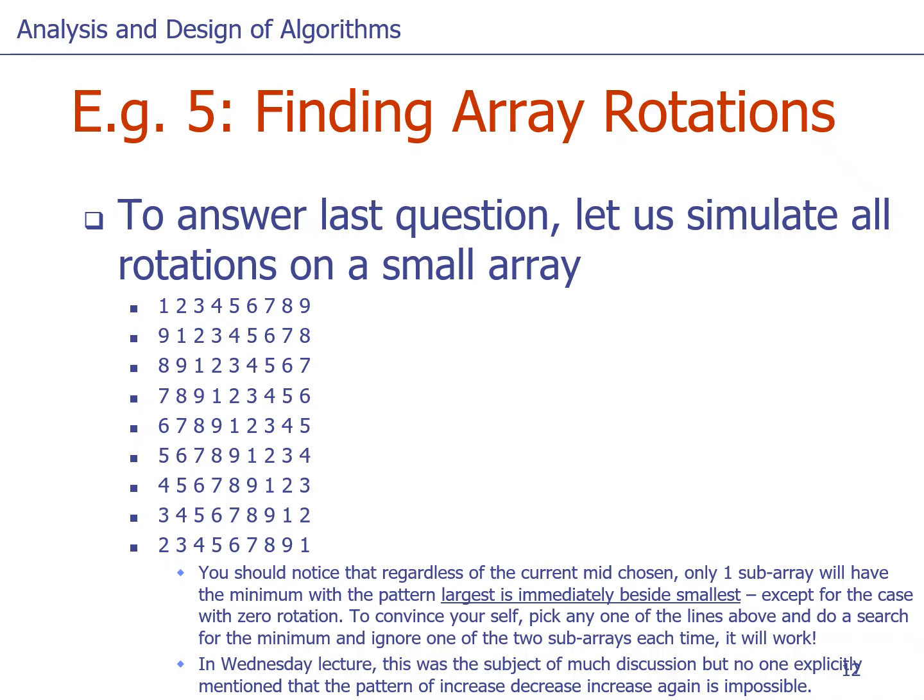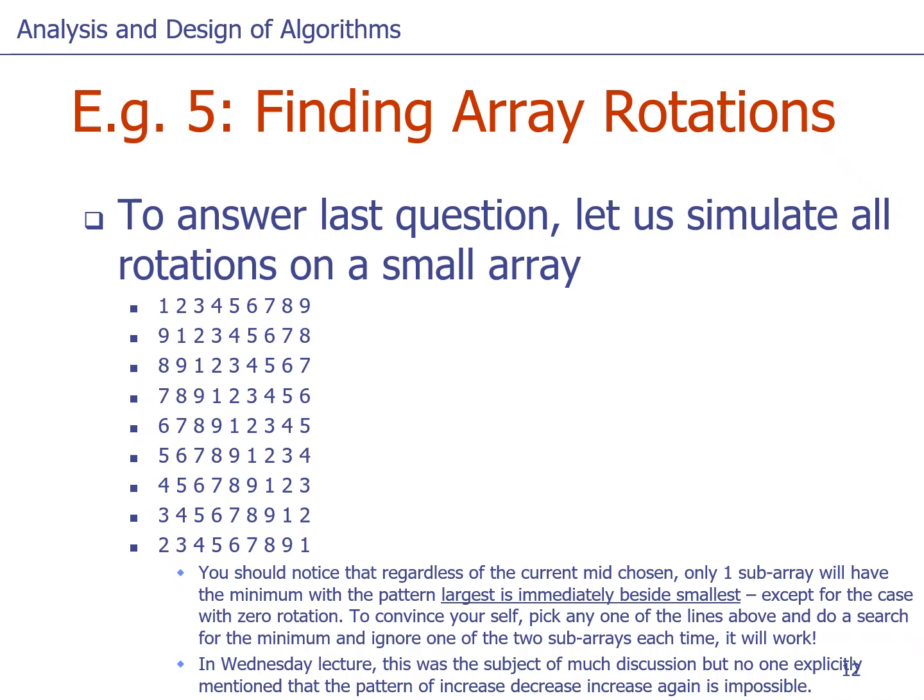So let's do this exercise. Pick any one of the lines above and do a search for the minimum, and ignore one of the two subarrays. Let me pick the line, I'm actually counting for you: line 1, 2, 3, 4, 5. I will pick the fourth line from the top. So it says 7, 8, 9, 1, 2, 3, 4, 5, 6.